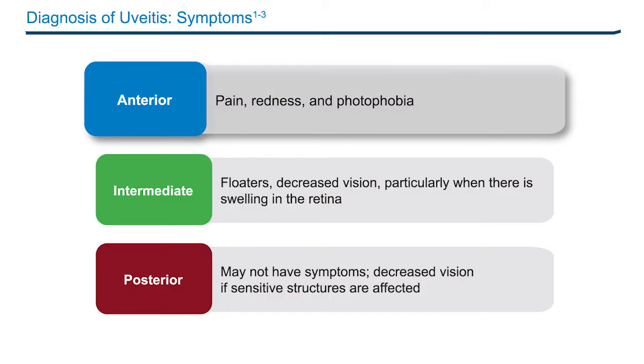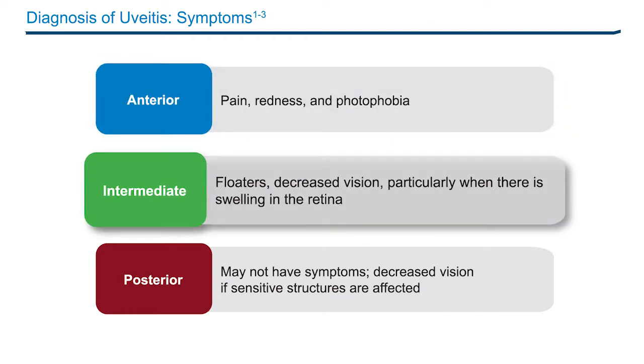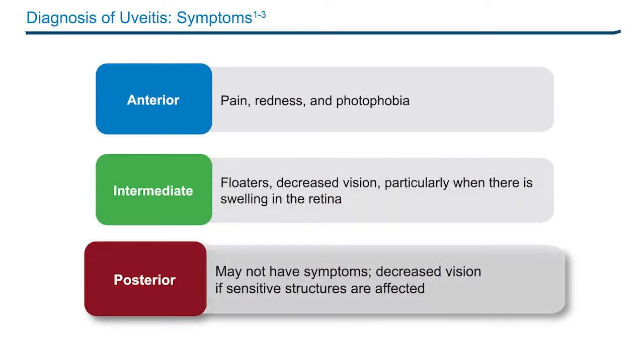Anterior uveitis may present with pain, redness, and photophobia, which means bright lights bother the eyes. Intermediate uveitis may cause floaters and may cause decreased vision, particularly when there's swelling in the retina. And eyes with posterior uveitis may have decreased vision if the sensitive visual structures are affected, but it may also have no symptoms and may have no signs if there's no anterior uveitis and if the spots are not located right in the visually sensitive areas.